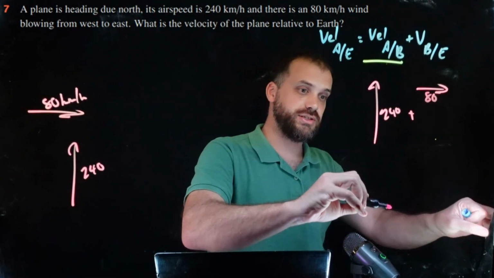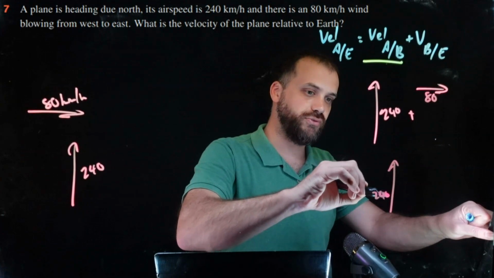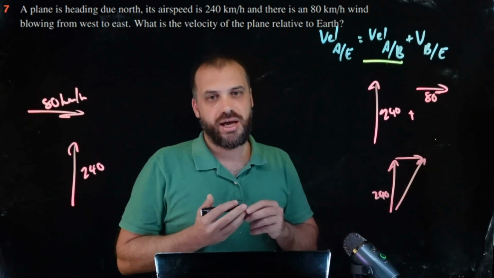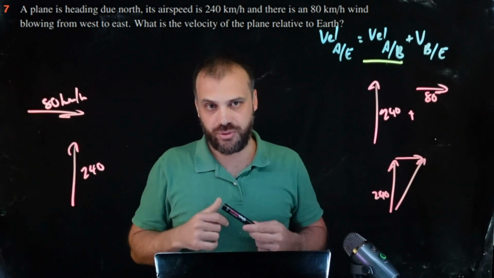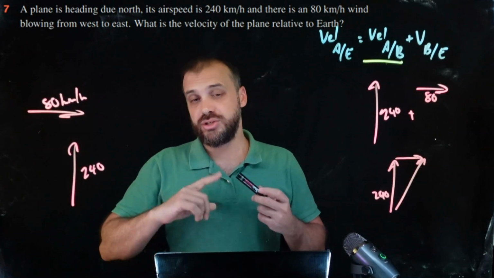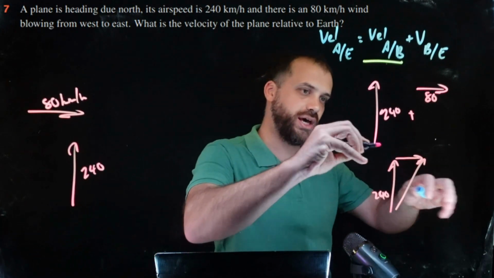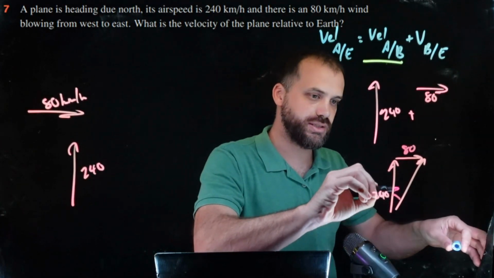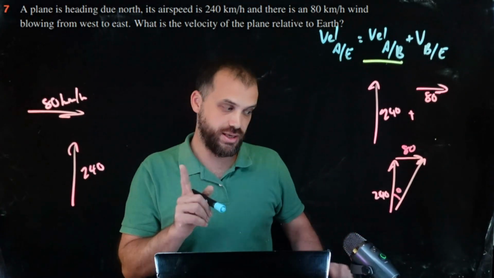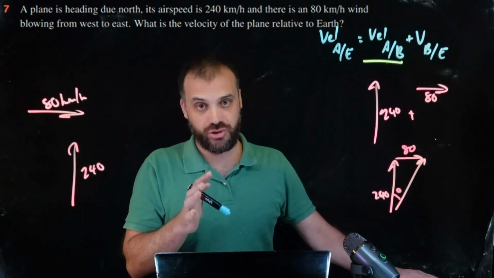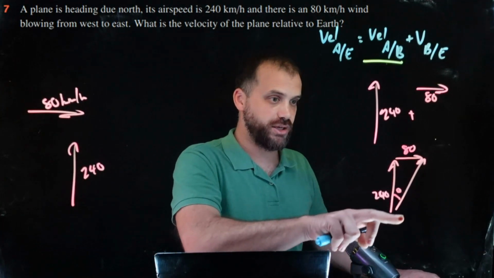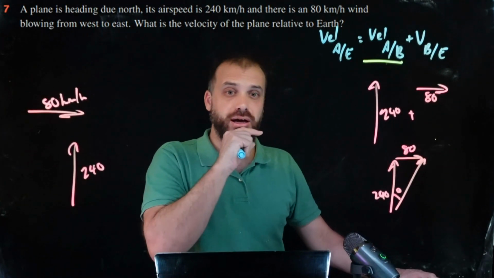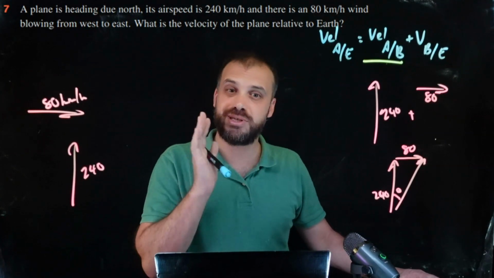So adding two vectors together, very, very simple, 240 plus 80, we get this as our solution. And it says, what is the velocity of the plane relative to the Earth? So we need two things for that. We need the magnitude of that, and we need this angle right here. You should really pause the video and try this, because you can find that magnitude and you should be able to find that angle. Don't be surprised if you get that angle wrong. If you do, you've just missed a little bit of a trick.